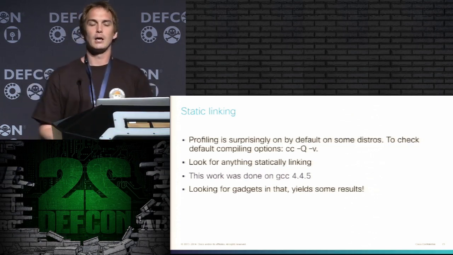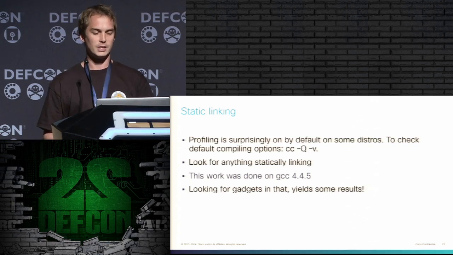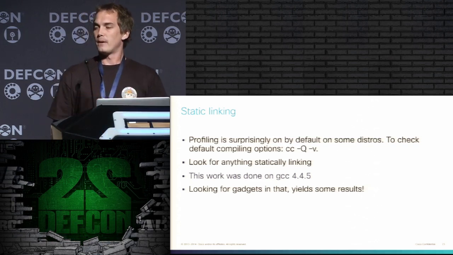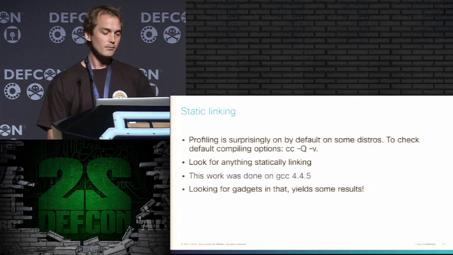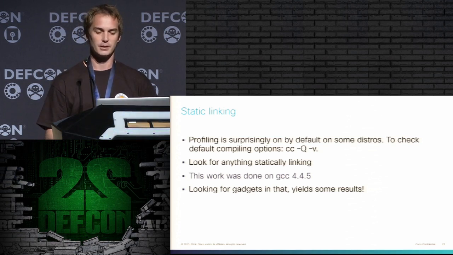To check what the default options are for GCC, you can have a look at gcc -Q -v, which will dump the list of compiler options that are set by default by GCC, and you might find some interesting stuff. This work was done for GCC 4.4.5, which is pretty old, and I looked for gadgets inside the code that was embedded by GCC into the target binary.